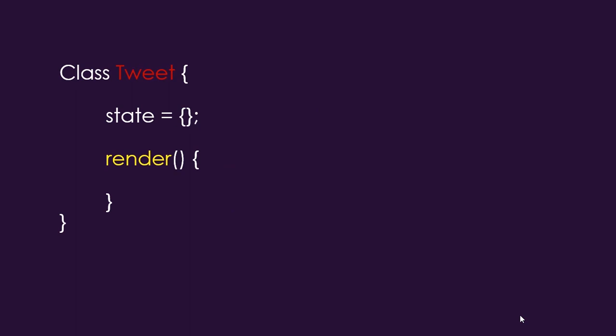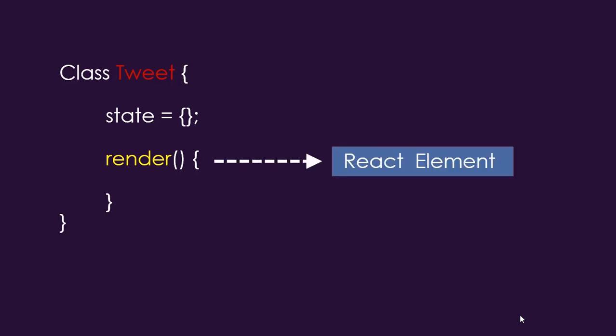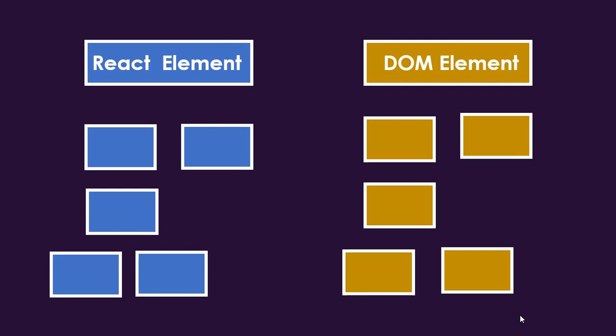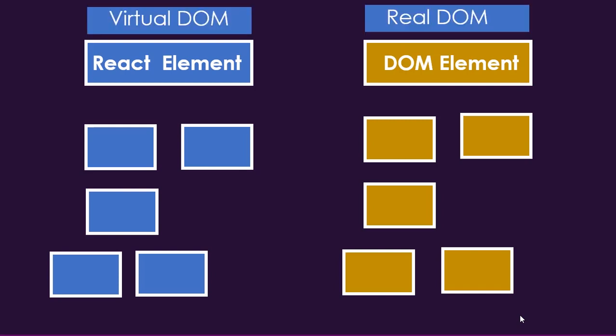The state here is the data we want to display when the component is rendered, and the render method, as we can see, is responsible for describing what the UI should look like. The output of this render method is a React element, which is a simple plain JavaScript object that's mapped to a DOM element. It is not a real DOM, it is just a plain JavaScript object that represents the DOM element in memory. So React keeps a lightweight representation of the DOM in memory, which we refer to as the virtual DOM. Unlike the browser or real DOM, this virtual DOM is cheap to create.